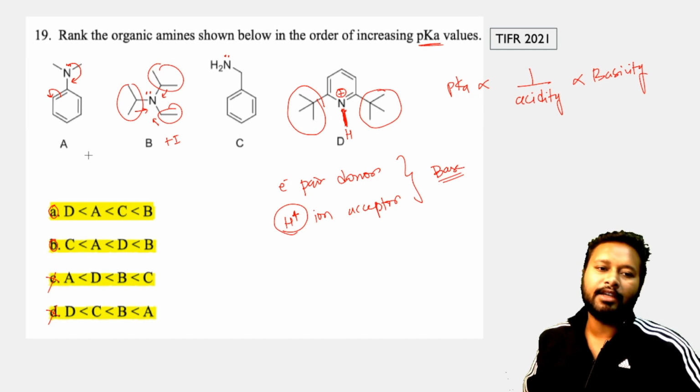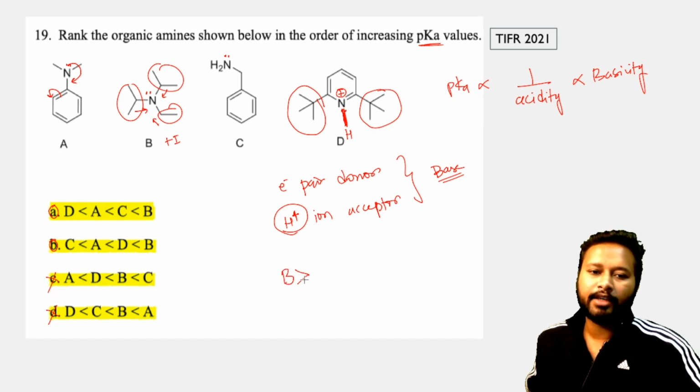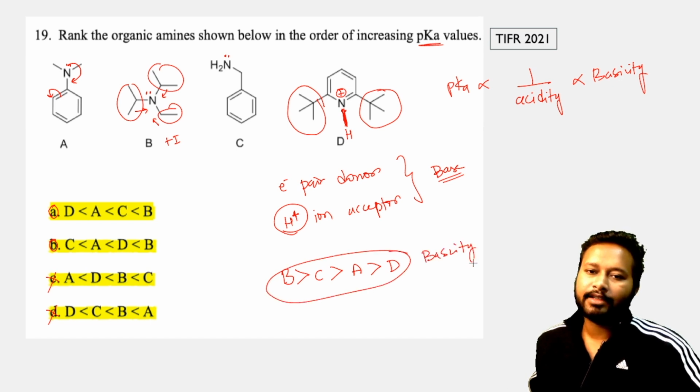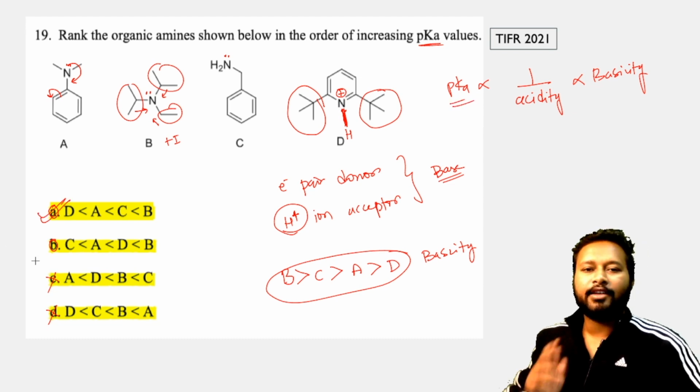Among A, B and C, A will be least basic, then C, and the most basic is B. That's because of the obvious reason of the availability of the lone pair of electrons, right? So the basic order is B highest, then C, then A, and the least one, sorry, will be D. This is the order of your basicity, and it is also going to be the same order of pKa. So option A is your correct option.